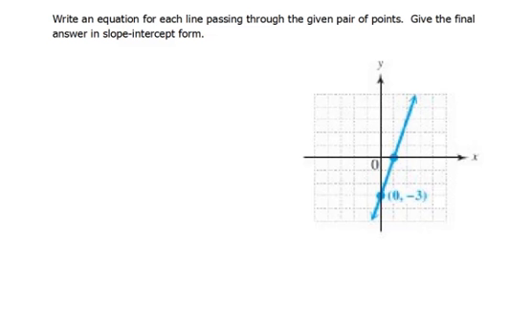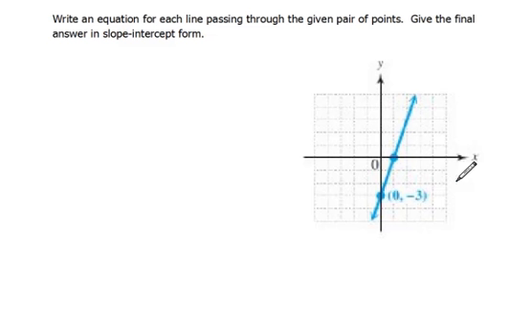Here we have a problem that, while at first might look like it's a little bit different, I wanted to go through it with you to make sure that you understand that you still have the same information. They just didn't spell it out for you as they may have in some other problems. So this one says, write an equation for each line passing through a given pair of points. Give the final answer in slope-intercept form.